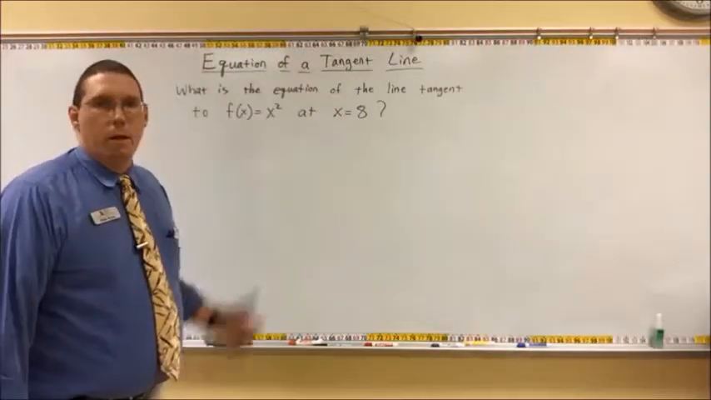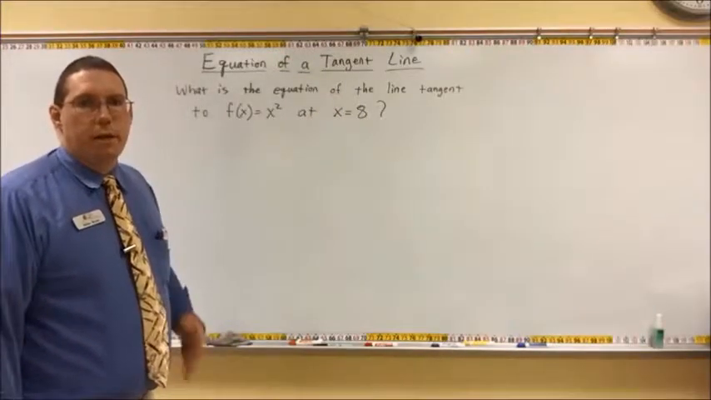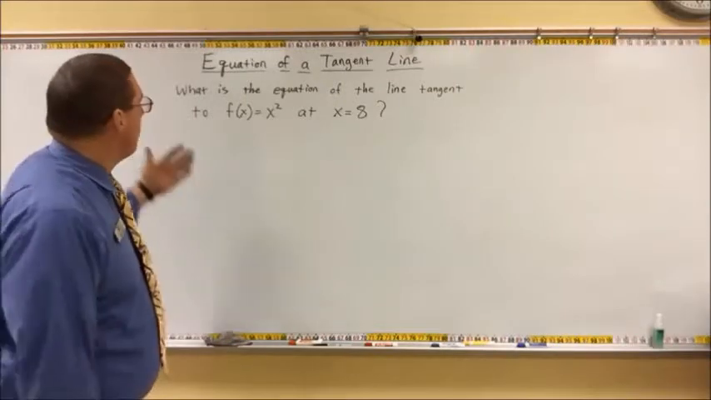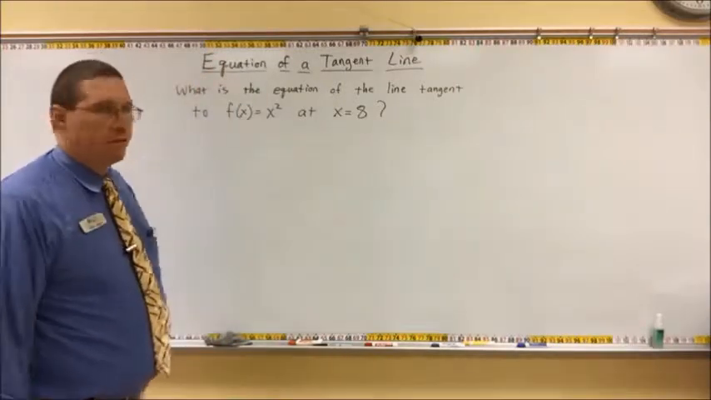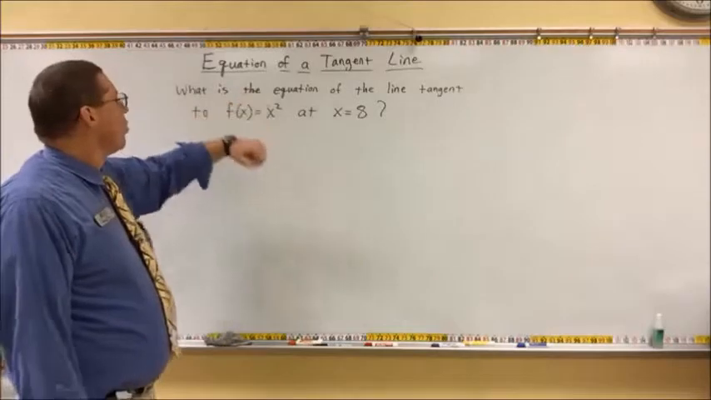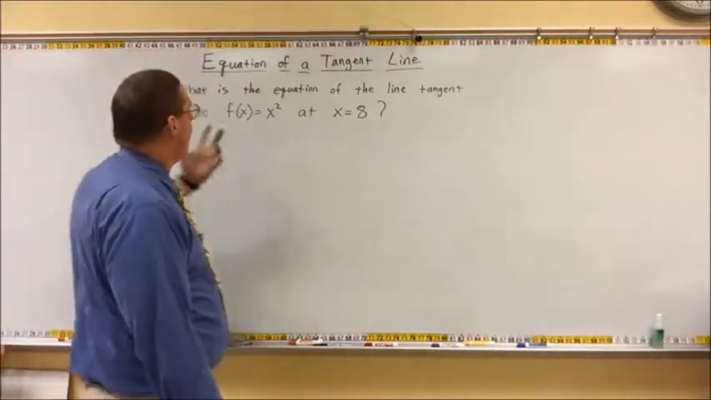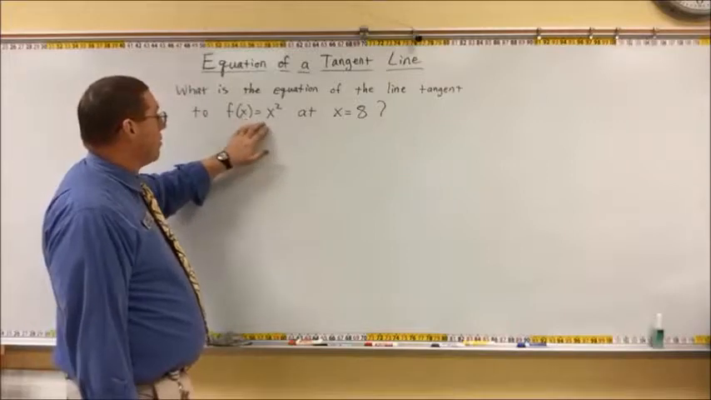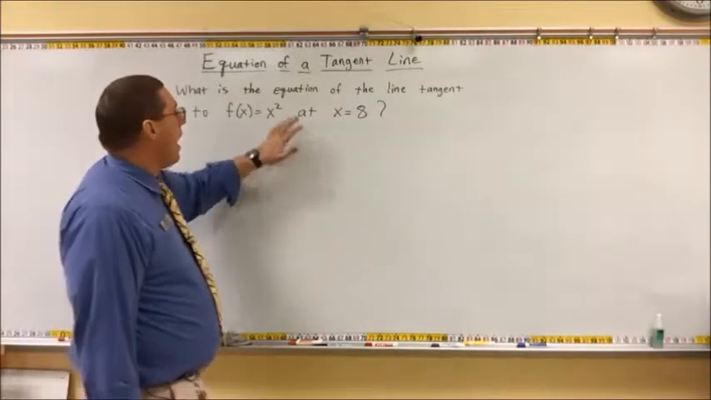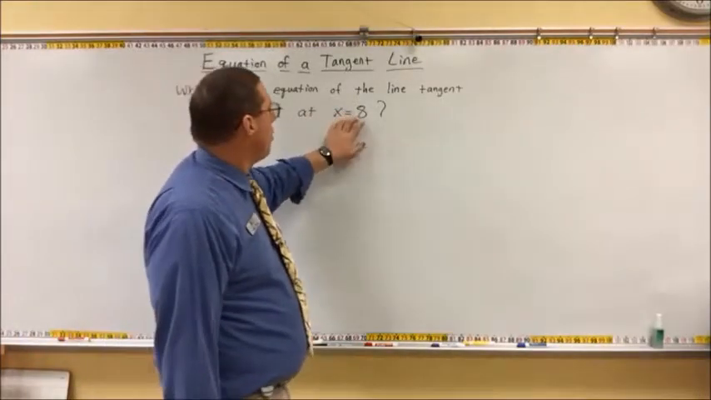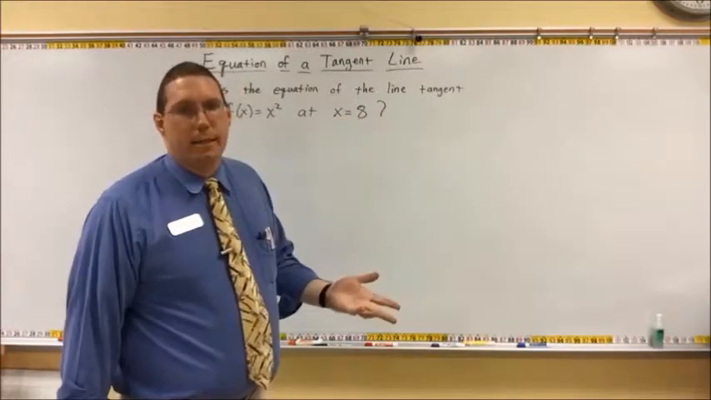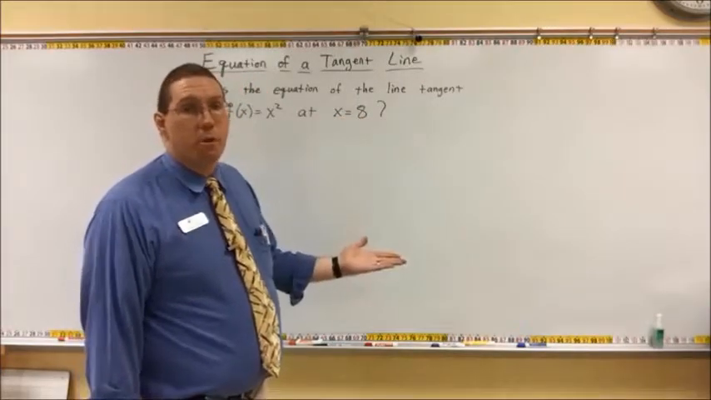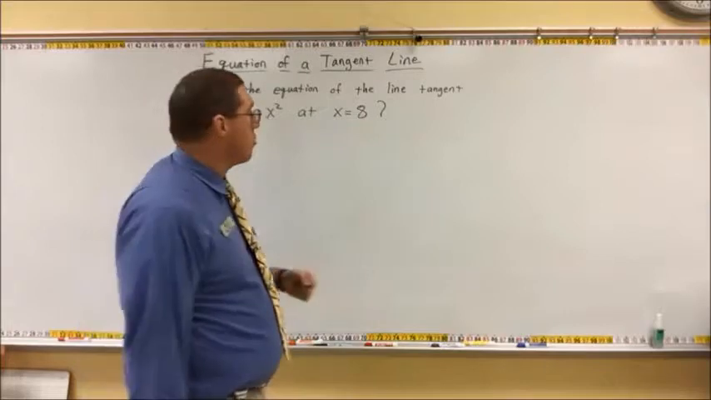Okay? All right, here's a pretty much run-of-the-mill kind of question that might be asked when you want to find the equation of a tangent line. What is the equation of the line tangent to the function f of x, where f of x is equal to x squared, at the point where x is equal to 8? And we want to use point-slope form to answer this question.